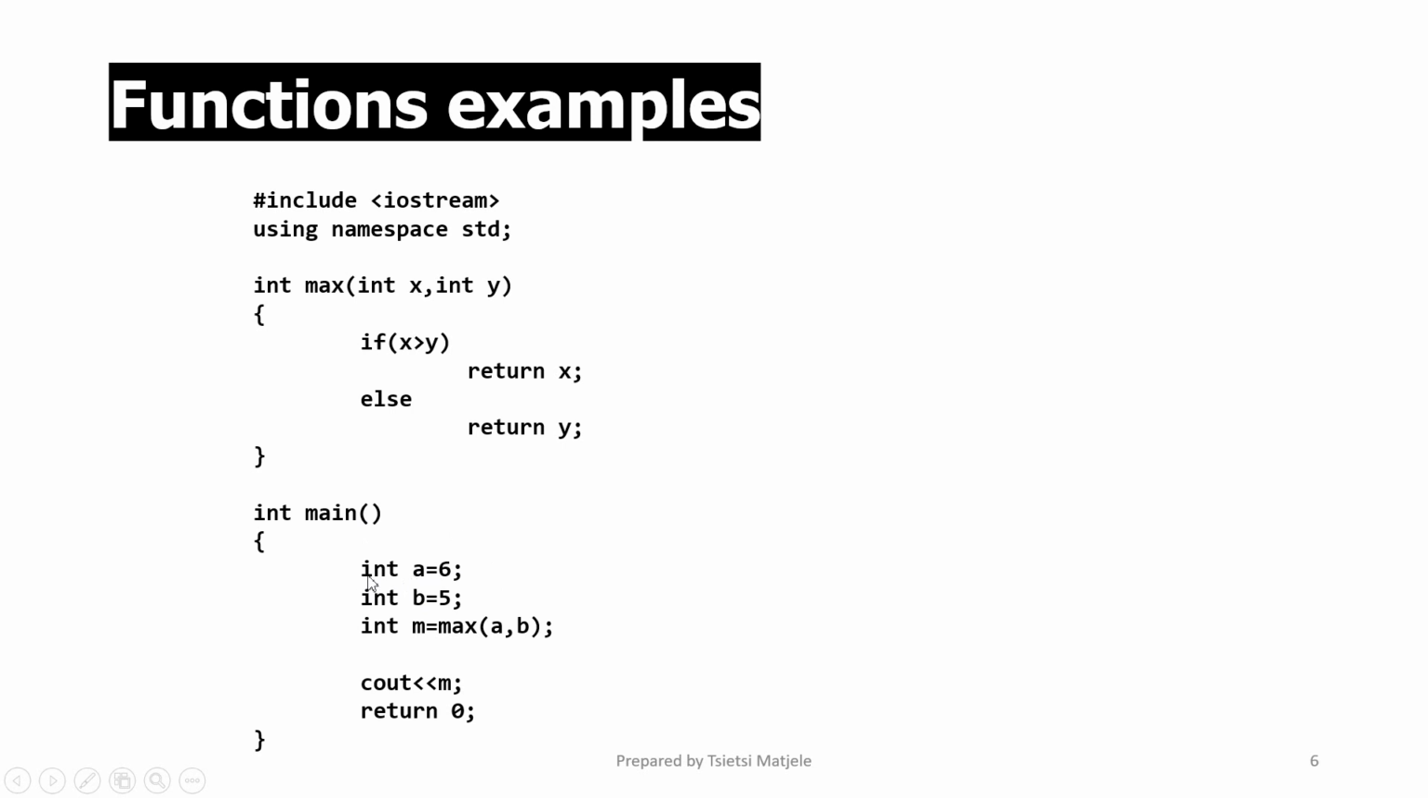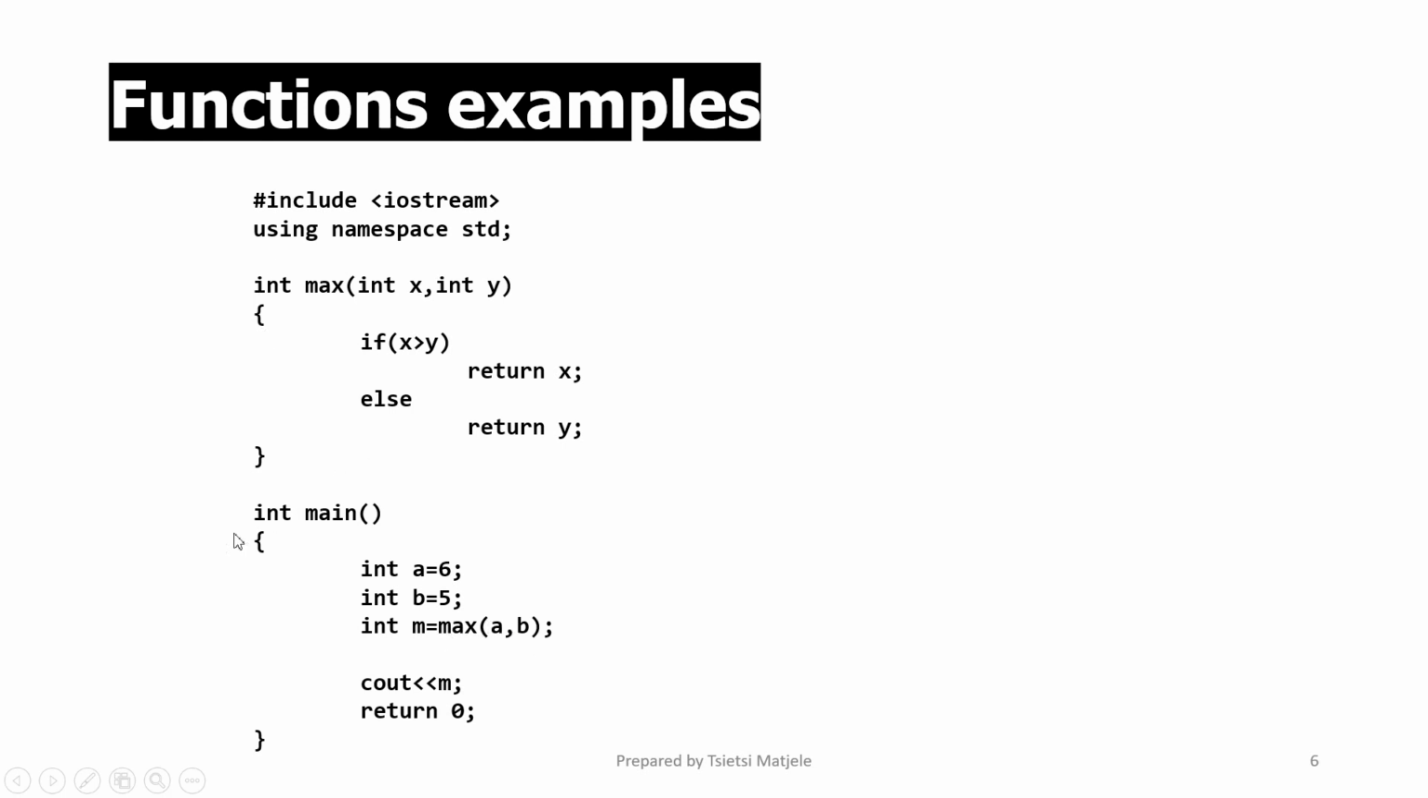So we are going to say int a, and then we assign it the value 6. We have int b, and we assign it the value 5. Then we declare another variable, int m, which will hold the value returned by our function, which is max. So we call this function, max. This is how we call the function.